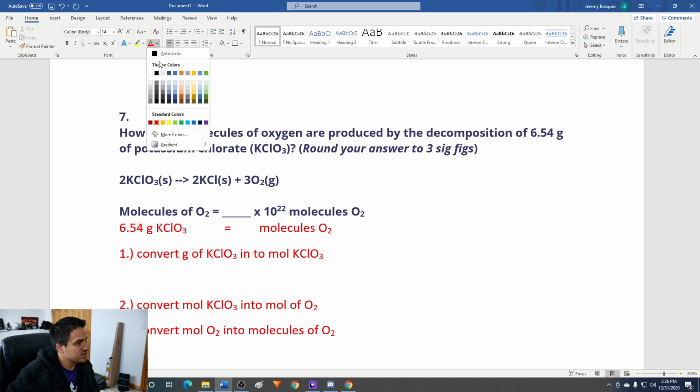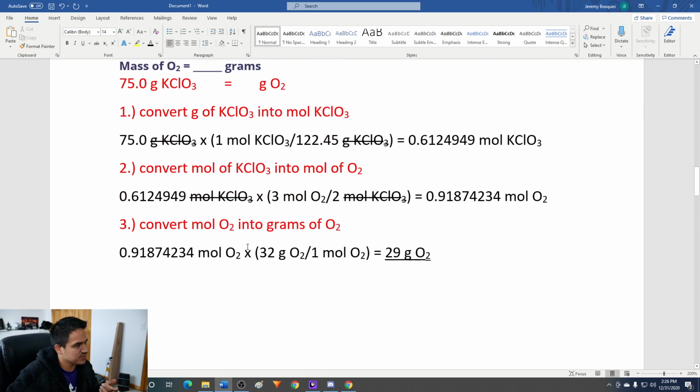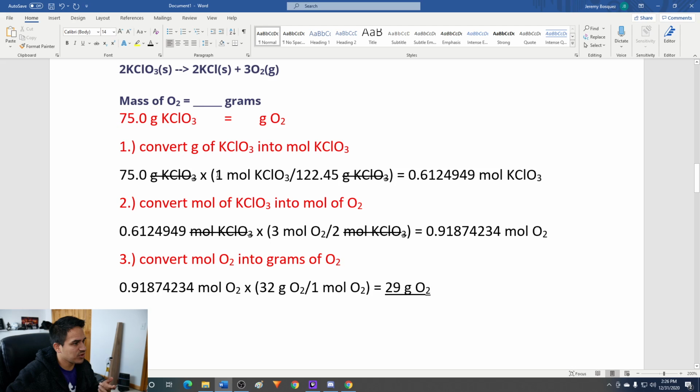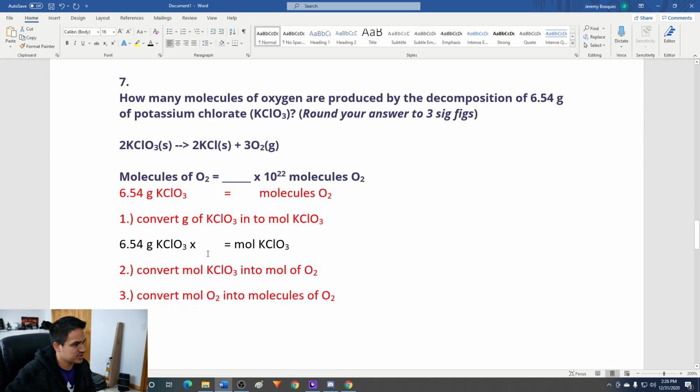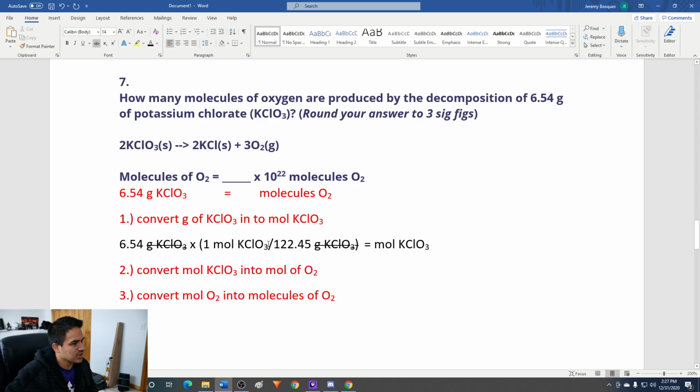All right, here we go. We're going to start with 6.54 grams of KClO3. We have to convert this into moles of KClO3, which needs the molar mass. We already found it in the previous problem, so I'm just going to scroll up. It's 122.45 grams per mole. So that's our conversion. We're just going to copy paste to make our lives easier. It pastes the exact same way because we're starting with grams of KClO3, so those will cancel out.